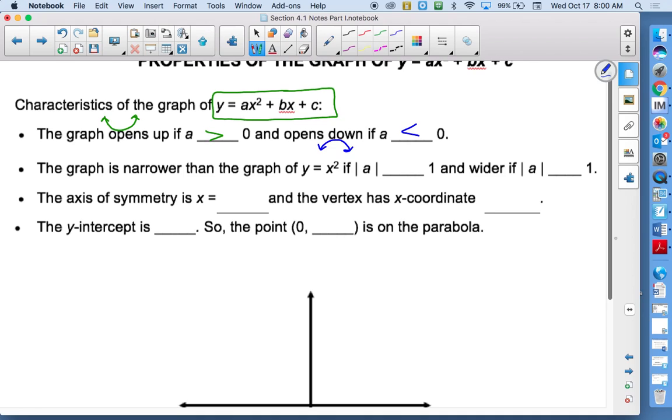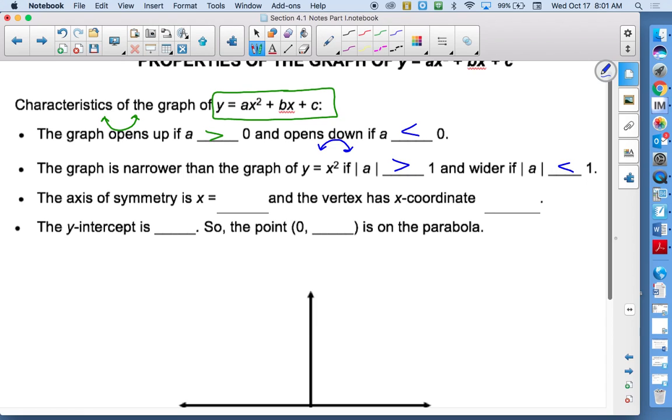The second thing says the graph is narrower than the graph of y equals x squared if the absolute value of a is greater than 1. So that means if it's a 2, a 3, a 4, a 5, a 10, that graph gets steeper. That's another way of thinking about it. The graph gets wider if the absolute value of a is less than 1. So a half, a third, 3/4 is going to make the graph go wider.